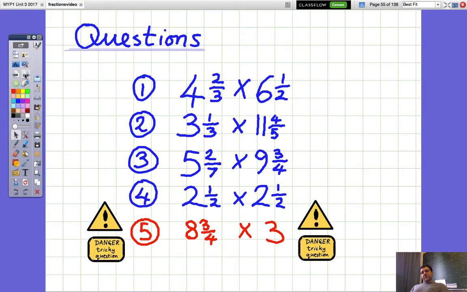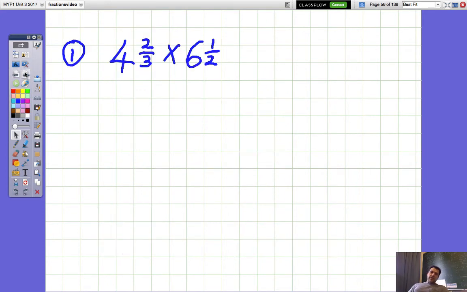So here's some questions which we did in class. You can pause the screen and have a go at these. So 4 2/3 times 6 1/2. Writing that as top heavy, that's 14 over 3 times 13 over 2. This was done by a student in class, so that's not my writing. But 4 times 3 is 12, plus the extra 2 makes 14. And then 6 times 2 is 12, plus the extra 1 makes 13.